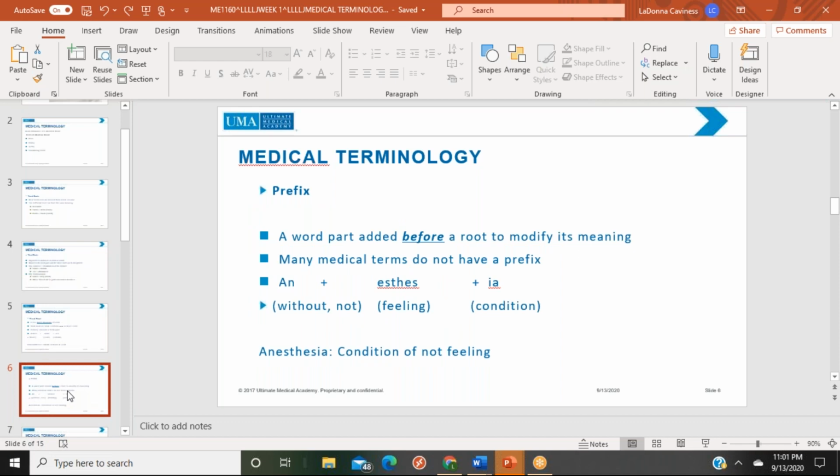Prefixes, a word part added before a root to modify its meaning. Many medical terms do not have a prefix. Here's an example, AN, without or not, plus ESTHES meaning feelings, plus IA is condition. Anesthesia, when you pull it all together, right? Condition of not feeling.